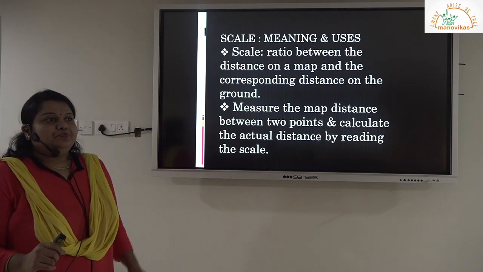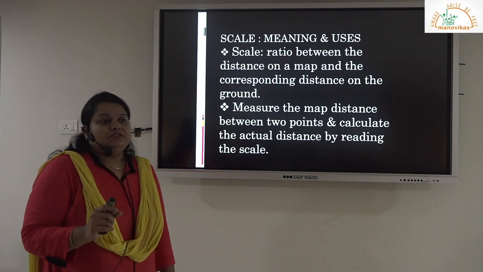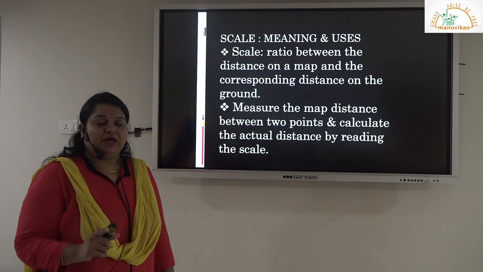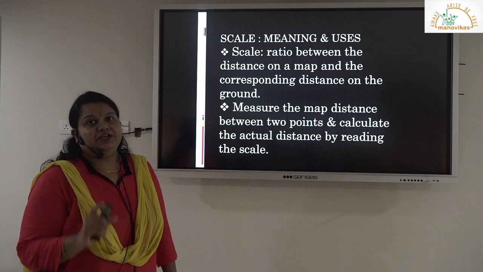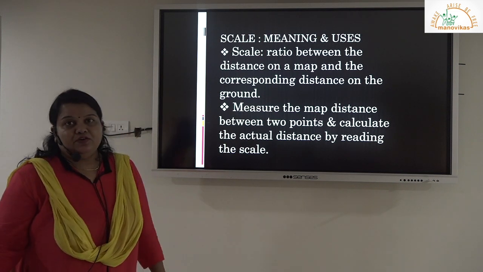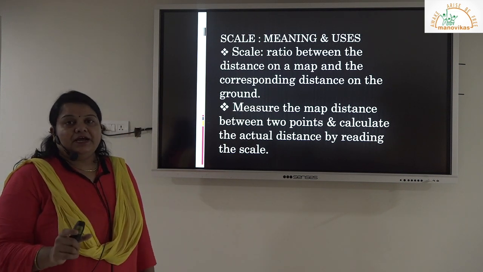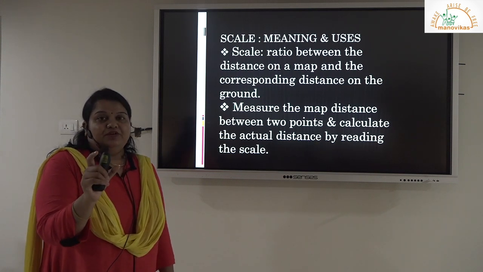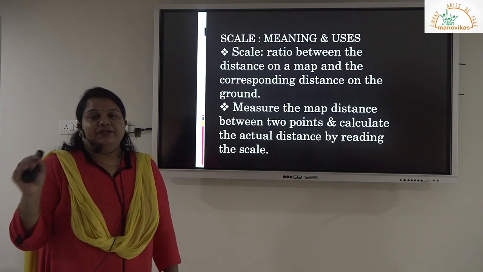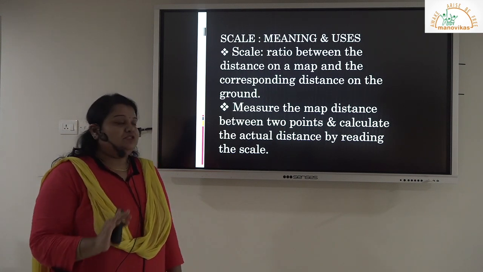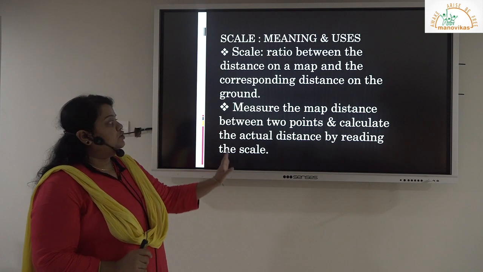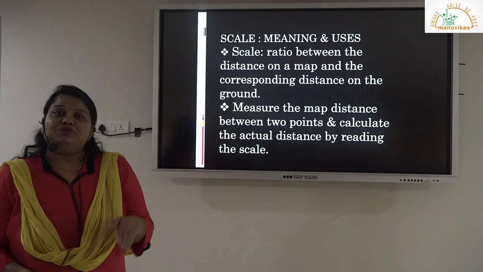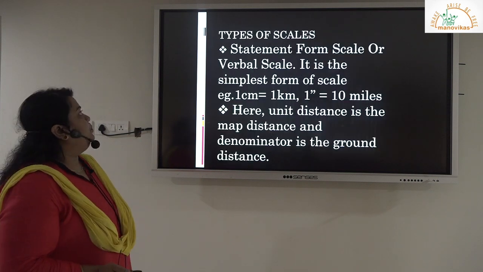For example, you are trying to understand the distance between 2 points, point A and point B on the map. Imagine that distance is 2 centimeters. You need to check the scale of that map. If the scale says that 1 centimeter is equal to 10 kilometers, then the distance 2 centimeters will be 2 into 10. So that becomes your 20 kilometers distance on the ground. So you have to actually measure that depending on the scale given on the map, and you arrive at the actual distance on the ground.